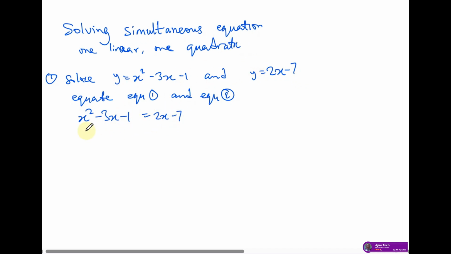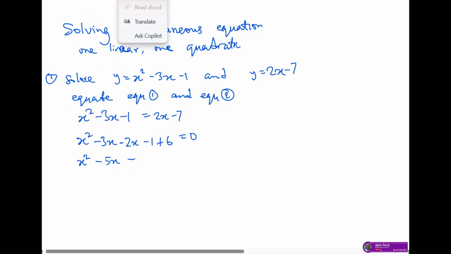So take everything on the right to the left. X squared minus 3x, the 2x comes here and becomes negative. Then minus 1, the minus 7 comes here and becomes positive, equal to 0. So x squared minus 5x plus 7, minus 5 plus what? 6, equal to 0. So two numbers that multiply to get 6 and add up to get minus 5: minus 2 and minus 3.